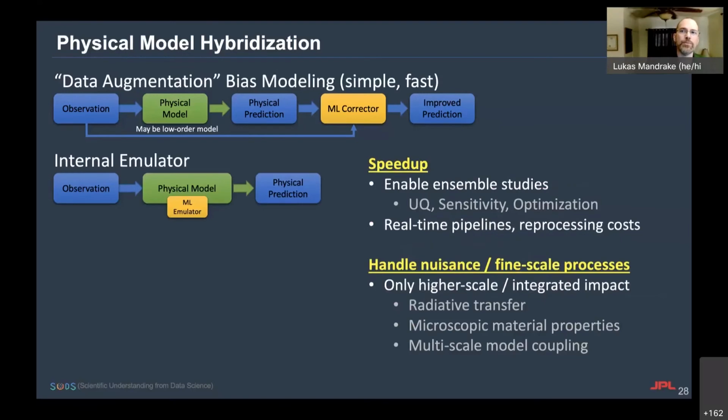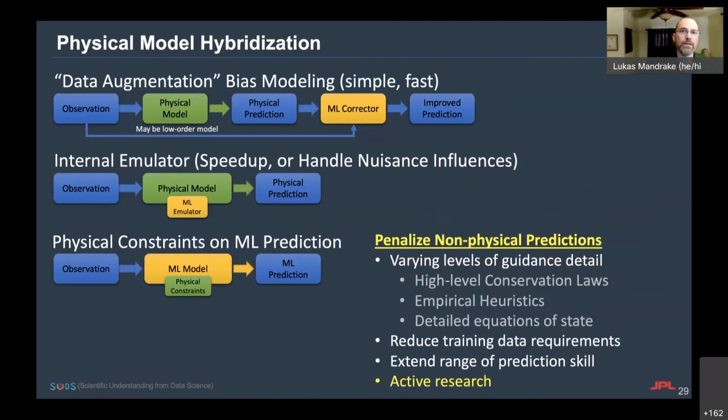A totally different approach focuses on replacing only the computationally expensive or poorly represented sub-elements within an otherwise acceptable physical model. The resulting speedup can be fundamental to real-time pipeline applications, as well as enabling ensemble-based approaches for uncertainty quantification, sensitivity studies, and optimization. The conjugate of the previous approach attempts a fully data-driven prediction, but then seeks to constrain the learned model by known physics.